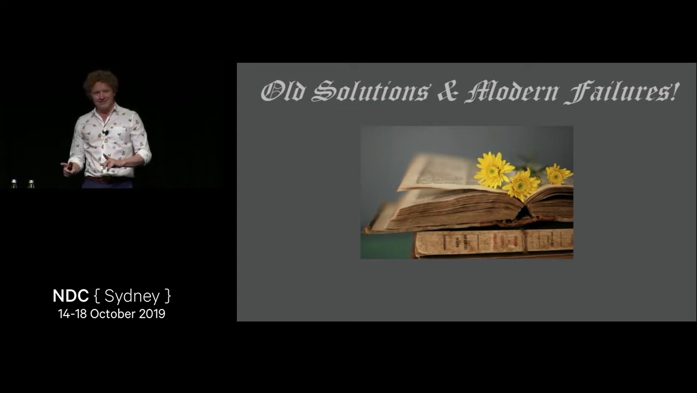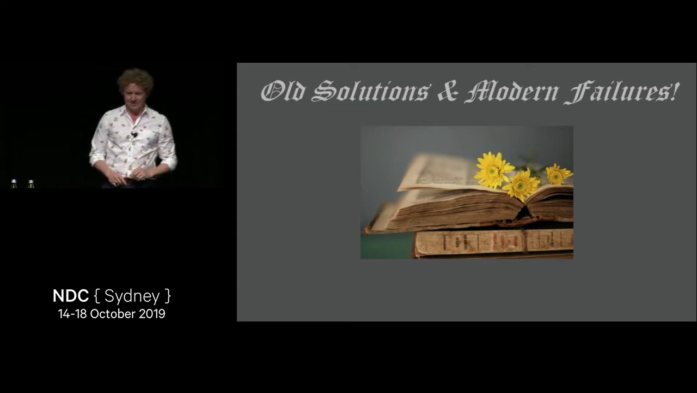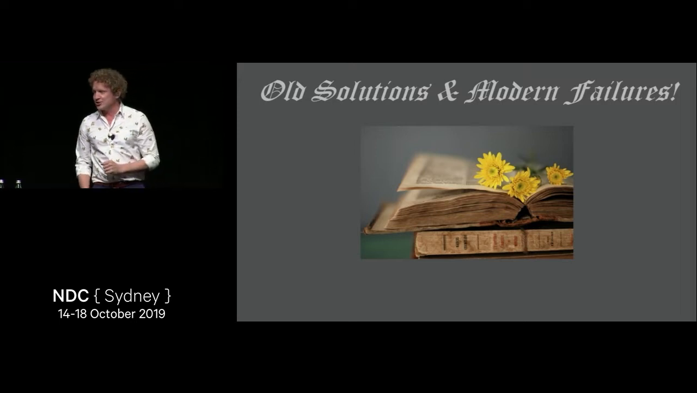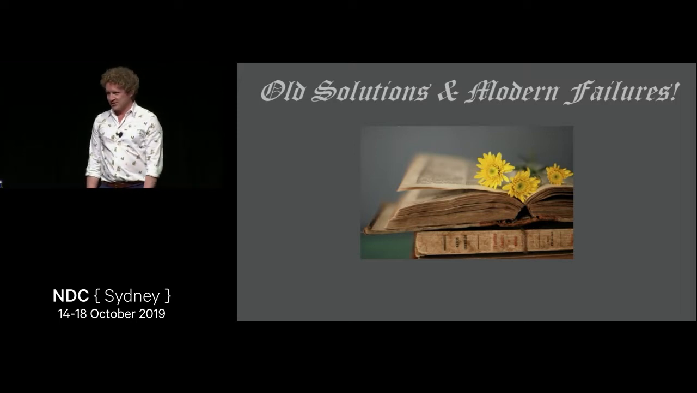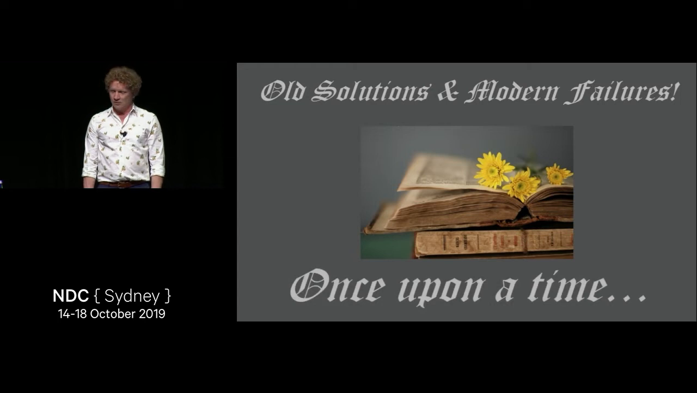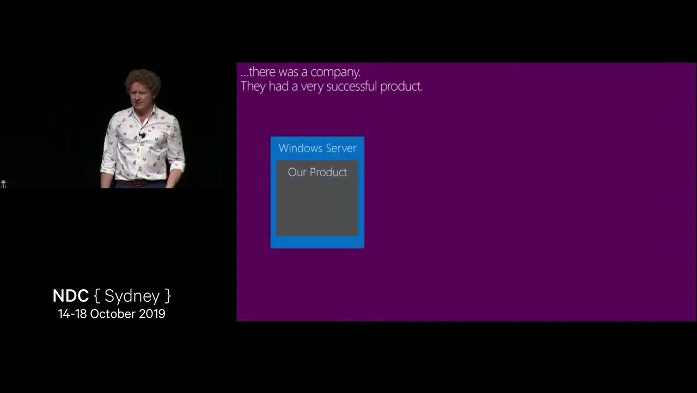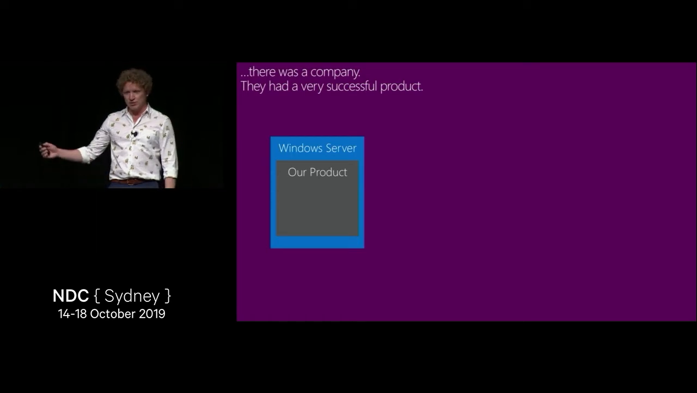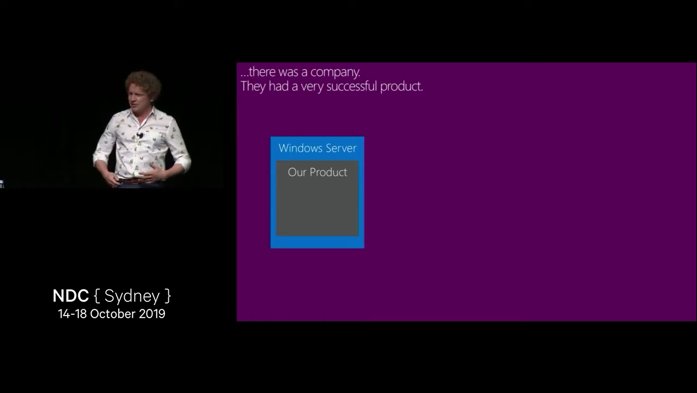I will start by telling a story. I call this story Old Solutions and Modern Failures. Once upon a time, there was a company. They had this product that they were installing with their customers. On Windows Server, they installed the product. And because they started to get many customers, they were successful.